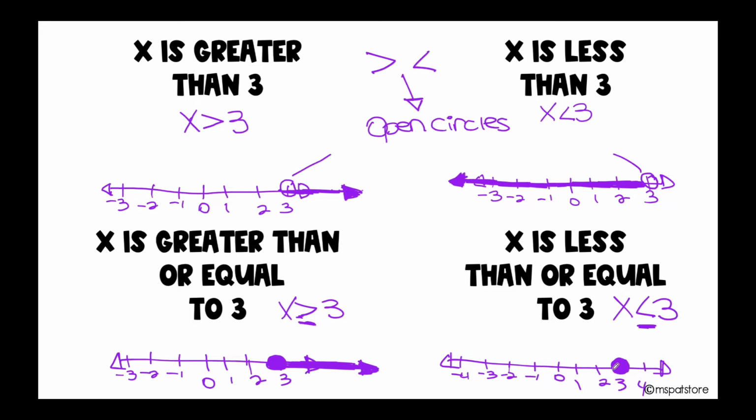Actually, 2, 1, 0, negative 1, they are less than 3. So I need to draw my arrow with a different color, pointing towards this direction, because those are all the values that meet that criteria.